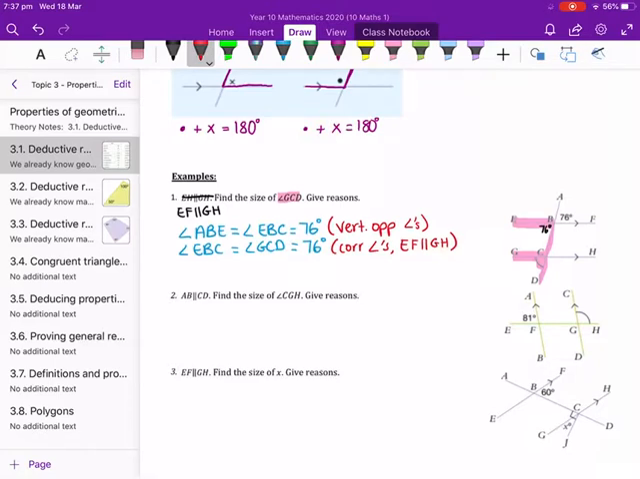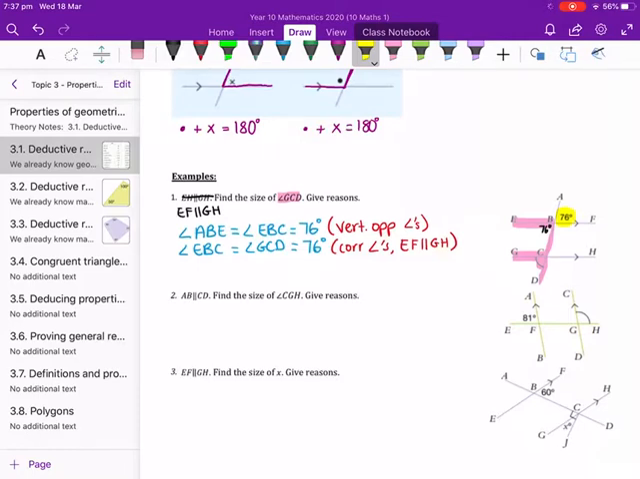So what we did to recap that question is we tried to use what we had been given. What we had been given was our 76 degrees to find different angles. There's multiple ways to do this, but this is just a way that I have seen how to do it.